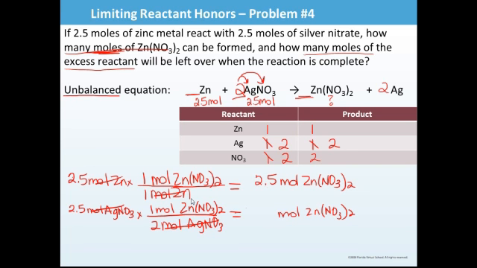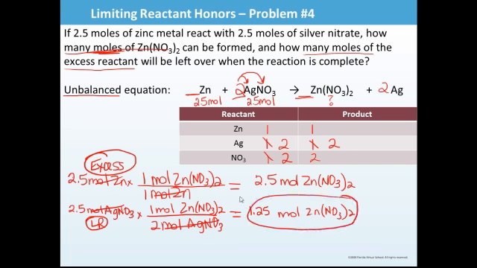And now I take 2.5 and I divide by 2 and I get 1.25. I can form the least amount of zinc 2 nitrate from my silver nitrate, therefore this is my limiting reactant, which makes this my excess reactant. Since my limiting reactant is silver nitrate, I can form 1.25 moles of zinc 2 nitrate. This is the answer to the first part of the problem. This is how many moles can form, and this is my theoretical yield in moles.